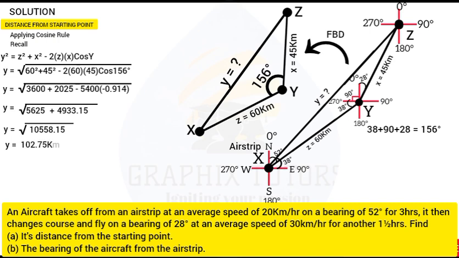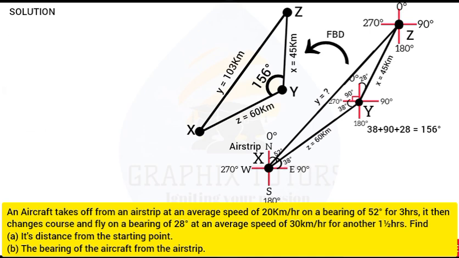102.75 kilometers, which is approximately 103 kilometers. So that is the distance from what? From X to Z. Now question B says we should find the bearing of the aircraft from the airstrip. And the airstrip is the starting point of the journey, right? While the aircraft is where? The point it is at the moment before it gets back to the airstrip.